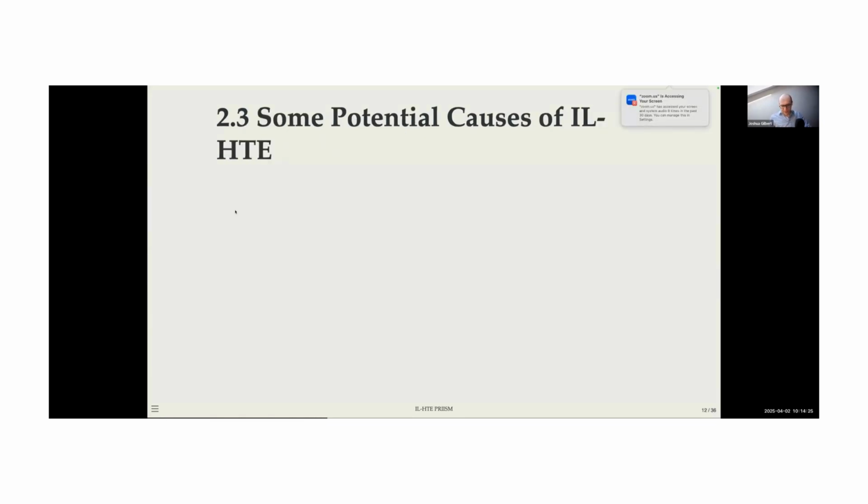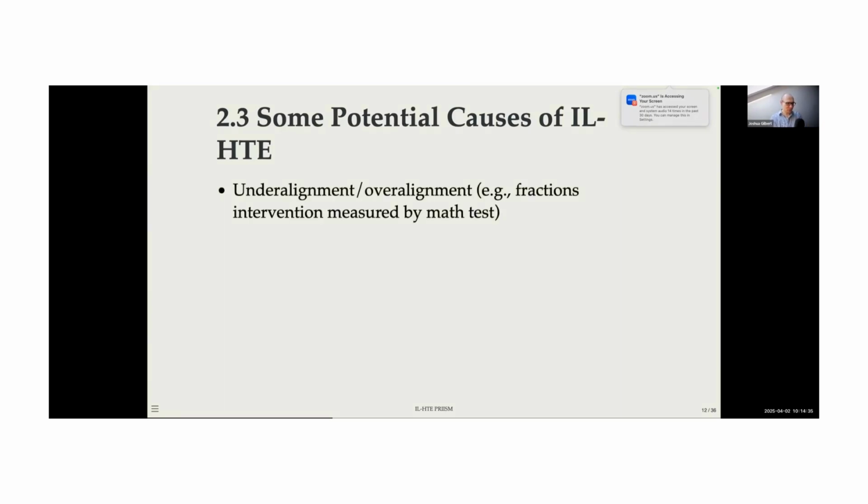I think it's instructive with that picture in mind to ask, like, what might cause this? And again, I'm coming mostly from education, but I'll try to broaden it a little bit in some of these examples. I think one of the clearest causes, particularly prevalent in education, would be what we would call the alignment between the intervention and the outcome measure.